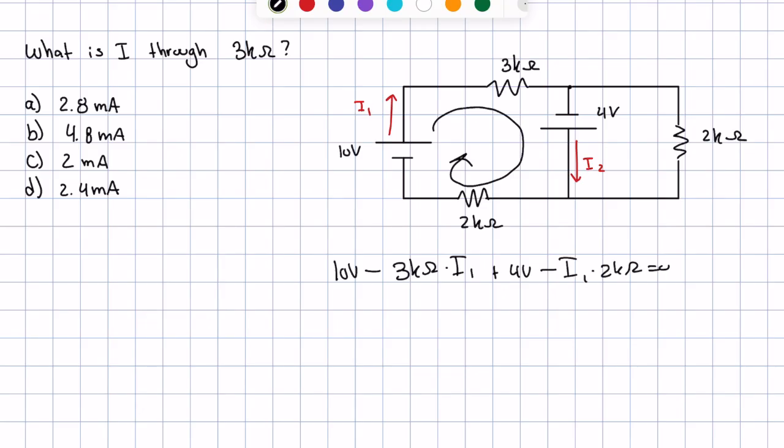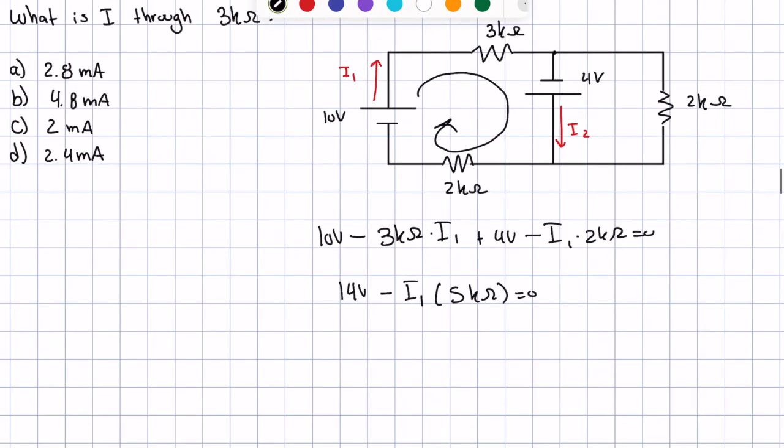And that has to be equal to 0. So that gives us 14 volts minus I1 times 3 plus 2 kilo ohms, so 5 kilo ohms, is equal to 0, which gives us I1 equal to 14 volts divided by 5 kilo ohms, which is equal to 2.8 milliamps. And that is what we have right there.